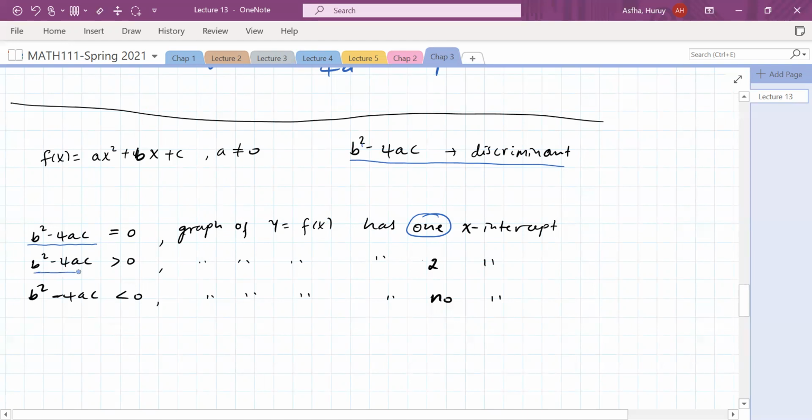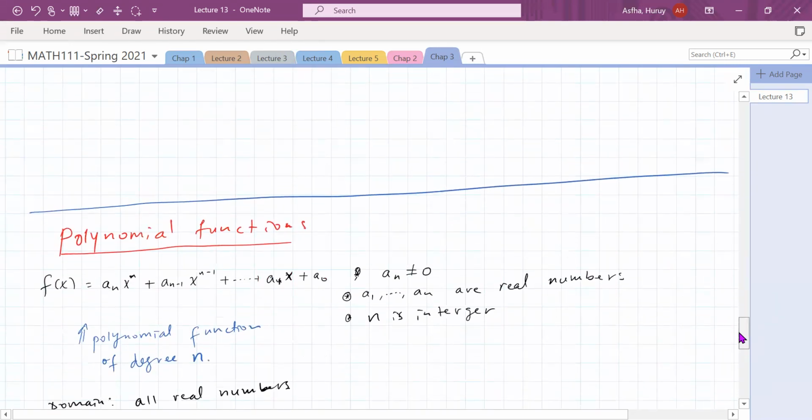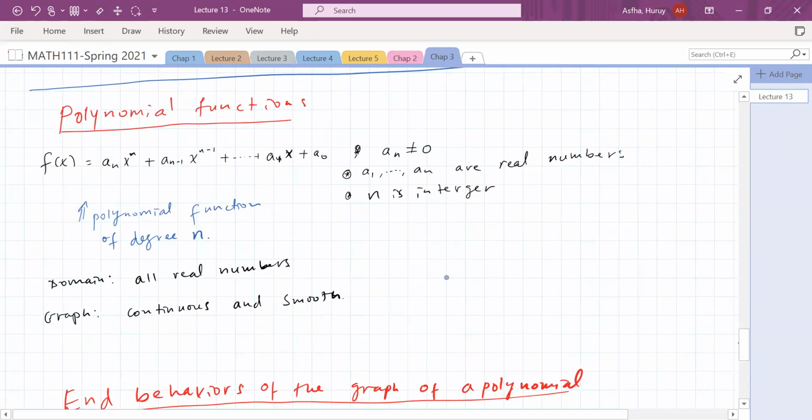If the discriminant is greater than 0, then we will have two x-intercepts. It touches the x-axis at two different points. And if the discriminant is less than 0, then it doesn't touch the x-axis, okay? Which means there is no x-intercept. Therefore, using the discriminant, we can add another piece of information. If you know this one, then this can help us to plot or to sketch the graph of the function, okay?